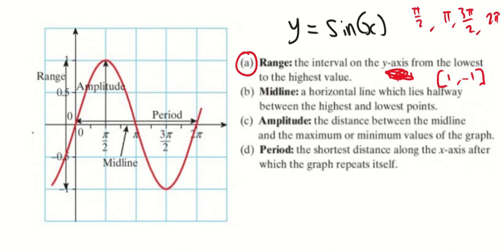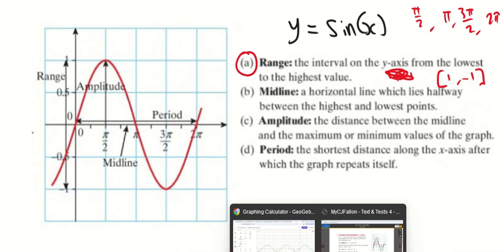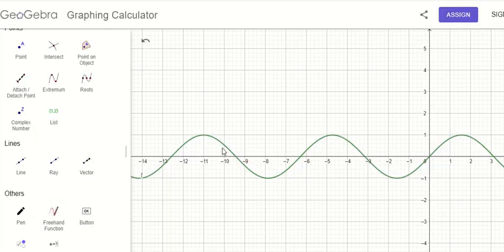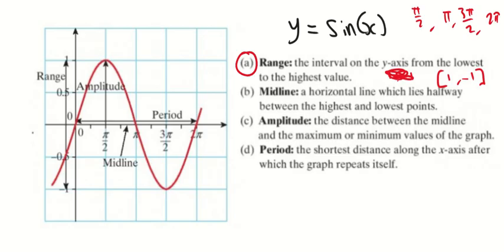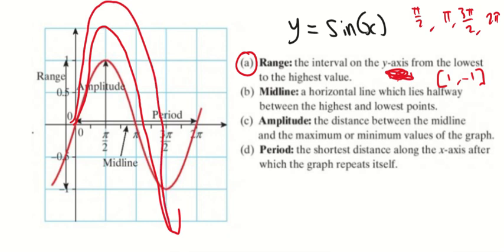The midline, that's just a horizontal line which lies halfway between the highest and lowest points. In this one here, our midline is going to be the x-axis, because that goes exactly through the middle of the graph. That's what midline means. Amplitude, you can see on the picture here that amplitude is kind of how far up the curve goes. And the curve could go up further and down further like that, and it could go up further again and down further again, depending on the function of the graph.